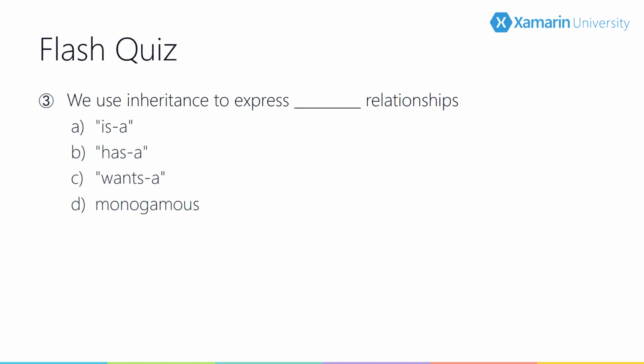Number 3, we use inheritance to express blank relationships. And that would be A, to express is-of relationships.